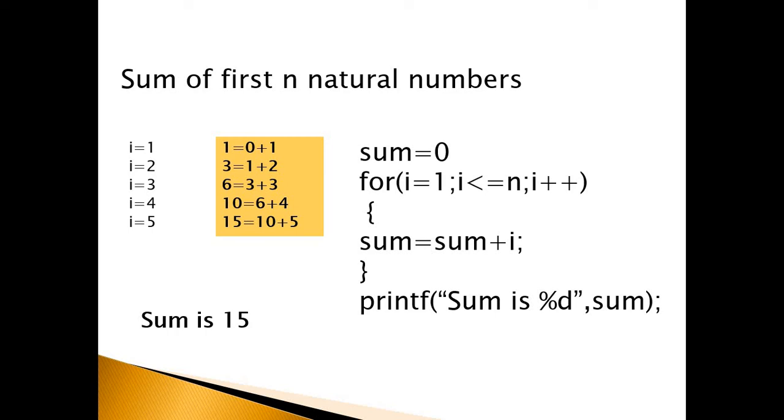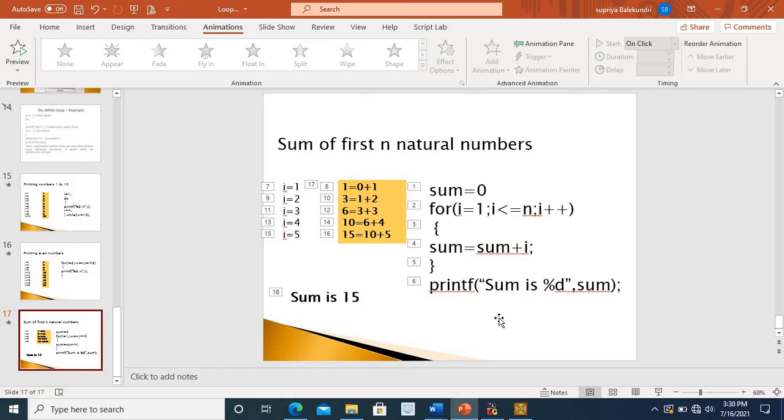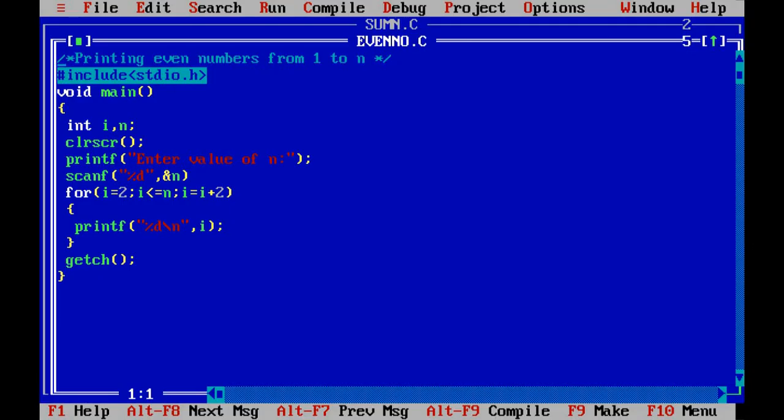So here I have explained only the main code which is required to generate the sum of first n natural numbers. Let us go to Turbo C editor and work with these programs. So first let us look at the program to print even numbers from 2 to n.